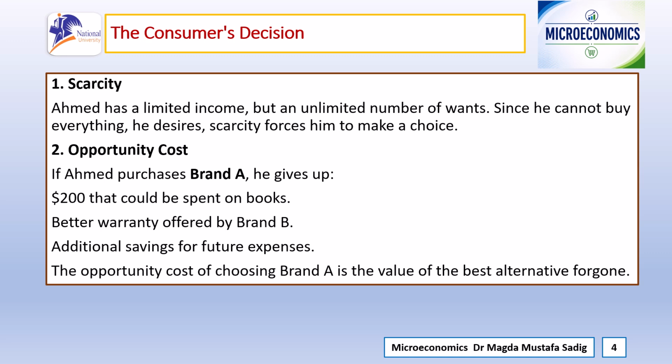Now let us move to the second concept, opportunity cost. Whenever we choose one alternative, we give up another. Suppose Ahmed buys brand A. He spends his entire income. As a result, he cannot buy textbooks, he cannot save money, and he loses the better warranty offered by brand B. These sacrificed benefits represent the opportunity cost. Remember this important definition: opportunity cost is the value of the next best alternative that is given up.